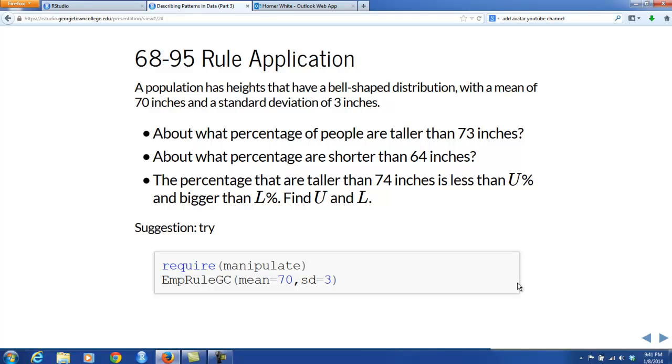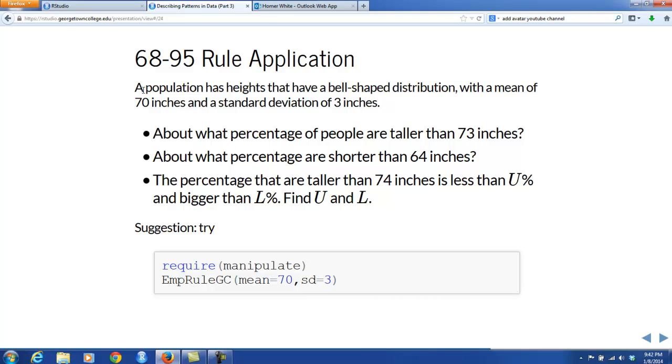And here's a third question. The percentage that are taller than 74 inches is less than U percent and bigger than L percent. Find U and L. I think what I'll do here is try out a little Manipulate app to answer the first two questions. And then I'm going to leave you to think about how you might use those ideas to answer the third one.